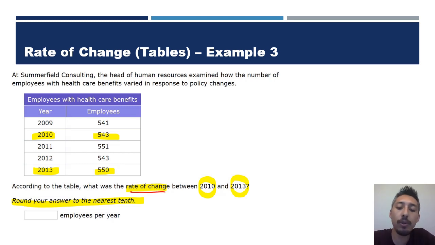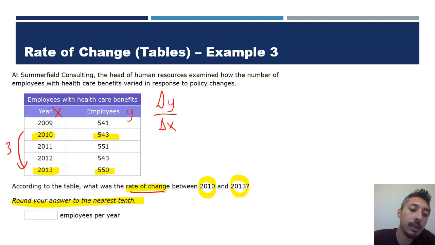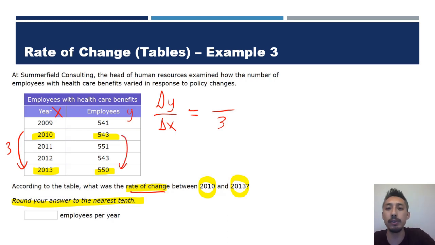Because we know we're looking for the rate of change, we know that we should be looking for the change of Y over the change of X. Remember that years is X, employees is Y for this problem. The change in years from 2010 to 2013, well, that's 3 years. Because the number goes up from 2010 to 2013, my change of X is going to be a positive 3. For my change of Y, the number goes from 543 to 550. Because that number goes up, it's going to be a positive number, and the change here is 7.